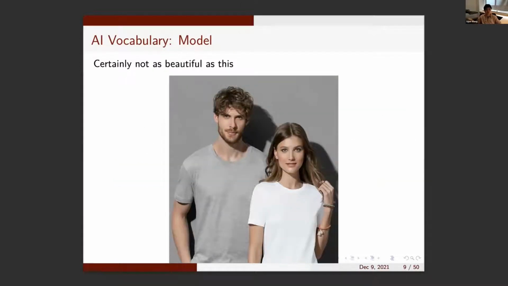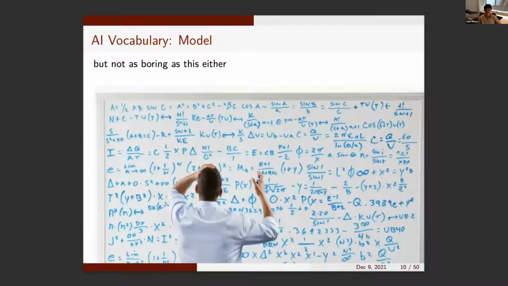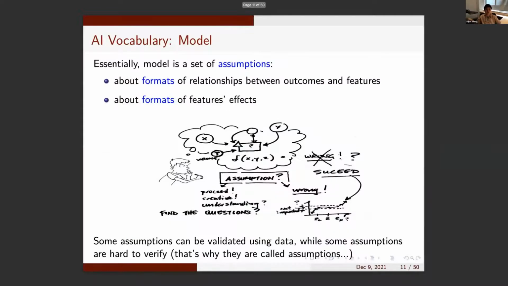Then the next one is a model. So what is a model? Certainly it's not as beautiful as this, but not as boring as this either. From a statistical point of view, essentially a model is a set of assumptions. The assumptions about the formats of the relations between the outcomes and the features, or the assumption about the formats of a feature's effect.